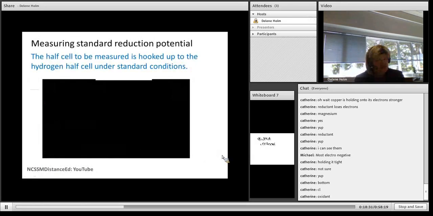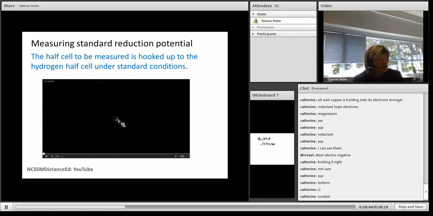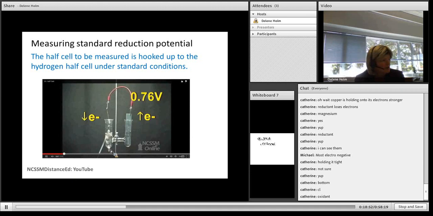Okay. So what I'm going to show here is how we measure that reduction potential. So remember, I said we use hydrogen as our reference electrode. So this just sort of shows various standard conditions. I just lifted this off YouTube. So this is my hydrogen electrode, and I'm comparing it with the zinc. That's a zinc metal in a zinc solution.